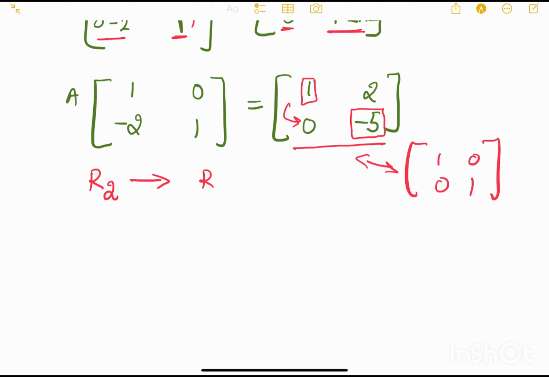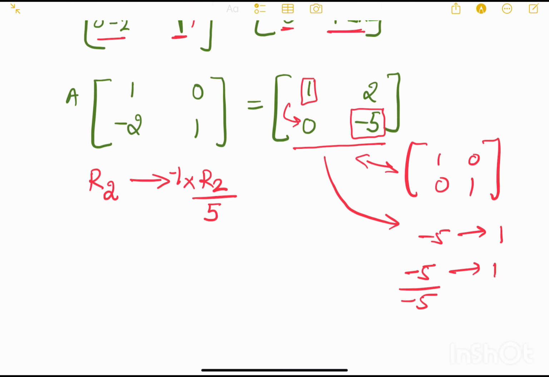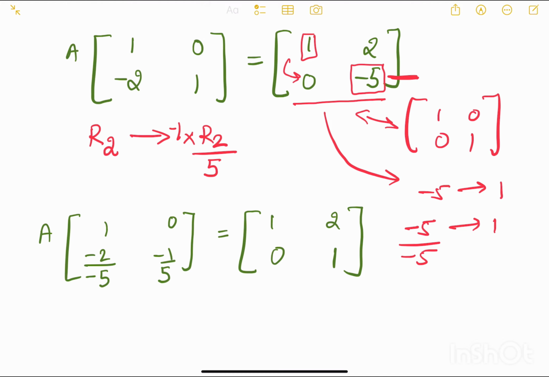I'm dividing my row 2 by 5 and multiplying it with minus 1. Why am I doing this? Because I want to make my minus 5 into 1, right? So what I can do is divide it by minus 5. Then only can I get my 1. Again, we are just making changes in row 2 and row 1 remains unaffected. If you observe, my row 1 is not changed; in my row 2 I'm just dividing every element by minus 5. This is value 1.